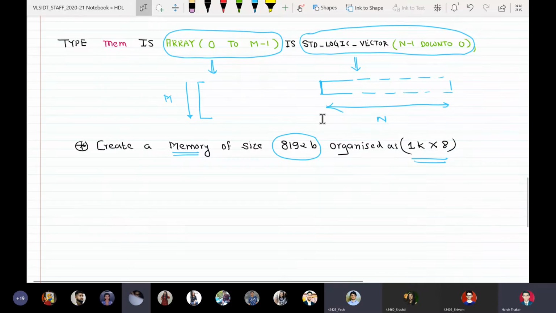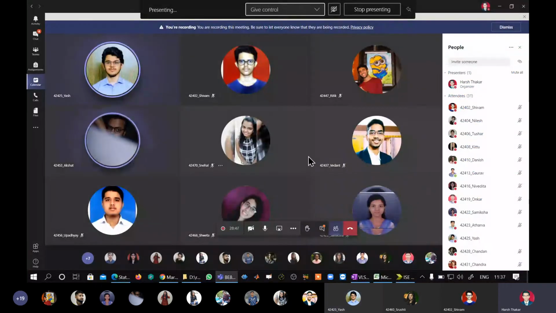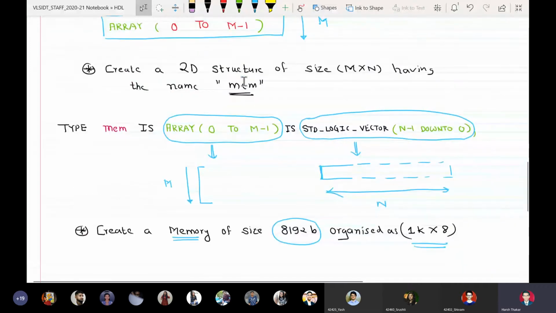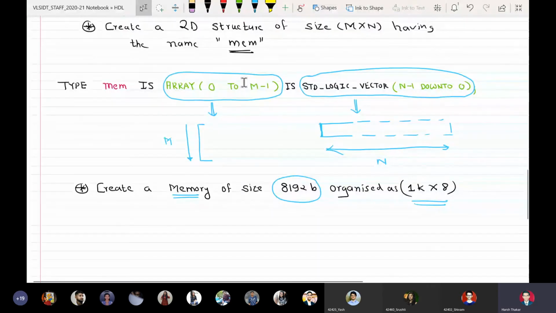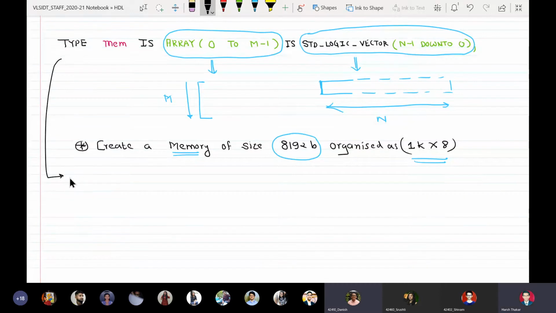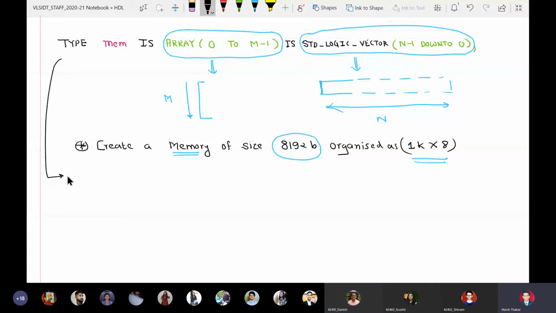Danish is expected to answer. Danish, in front of you there is a syntax given for creating an M by N structure, and we have to create a memory organized as 1k by 8. You tell me and I will write. If you are not sure, you are allowed to give wrong answers. No issues.